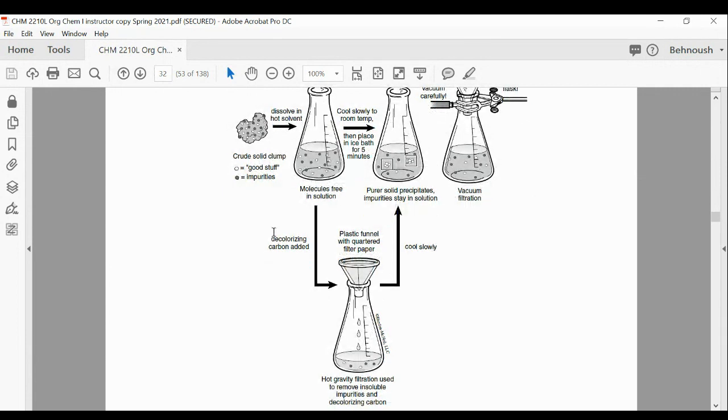There's a detour down here about hot filtration. Now, Kylie, can you tell me, when do you use hot filtration? When would you use hot filtration?